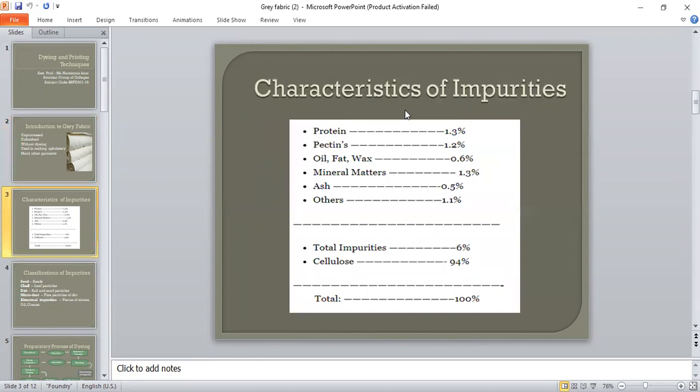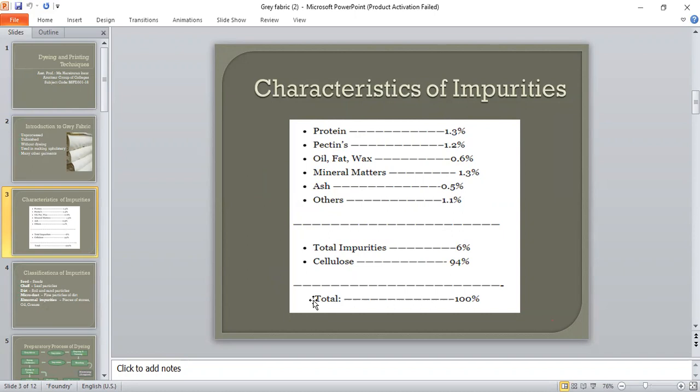Next, we will talk about characteristics of impurities. Basically, does anybody know what are the impurities? Impurities of fabric? Ma'am, uski qualities. Qualities. What are impurities? Impurities are the dirt which are emerged in the fabric, in the gray fabric. So these are the impurities: protein, pectins, oil, fat, these all. Total impurities, these are the 6.